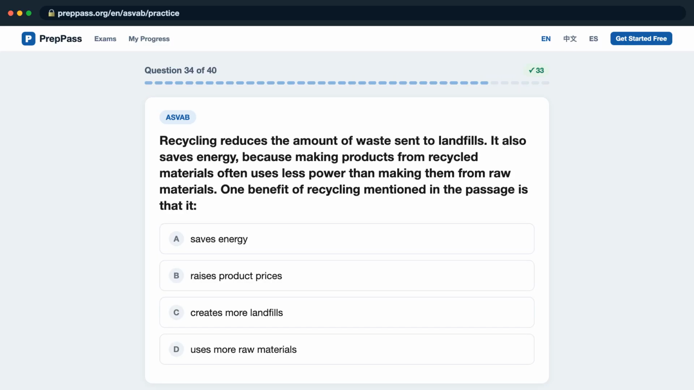Question 34. Recycling reduces the amount of waste sent to landfills. It also saves energy, because making products from recycled materials often uses less power than making them from raw materials. One benefit of recycling mentioned in the passage is that it, is it A, saves energy, B, raises product prices, C, creates more landfills, D, uses more raw materials?